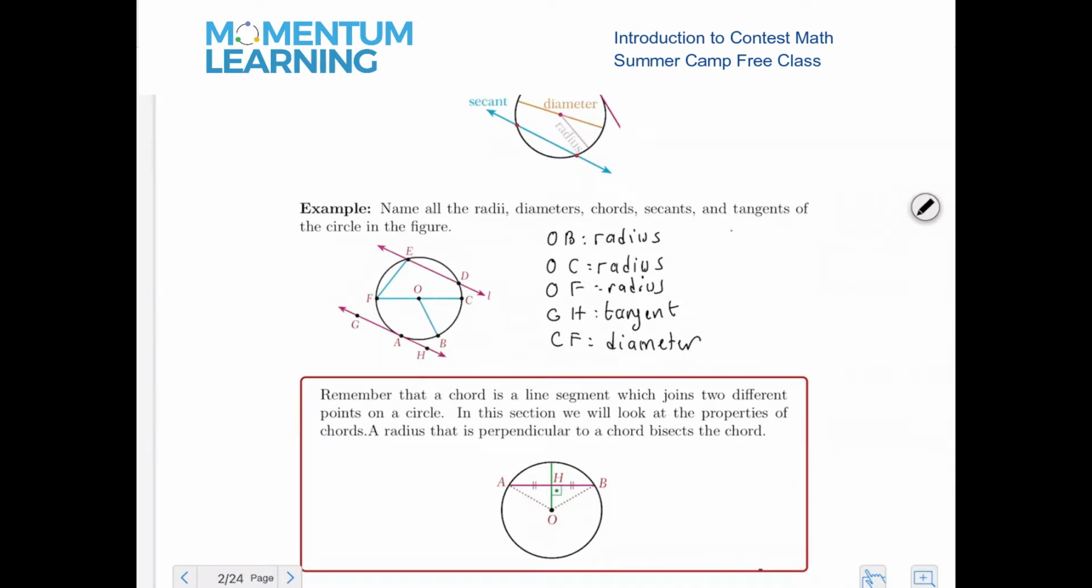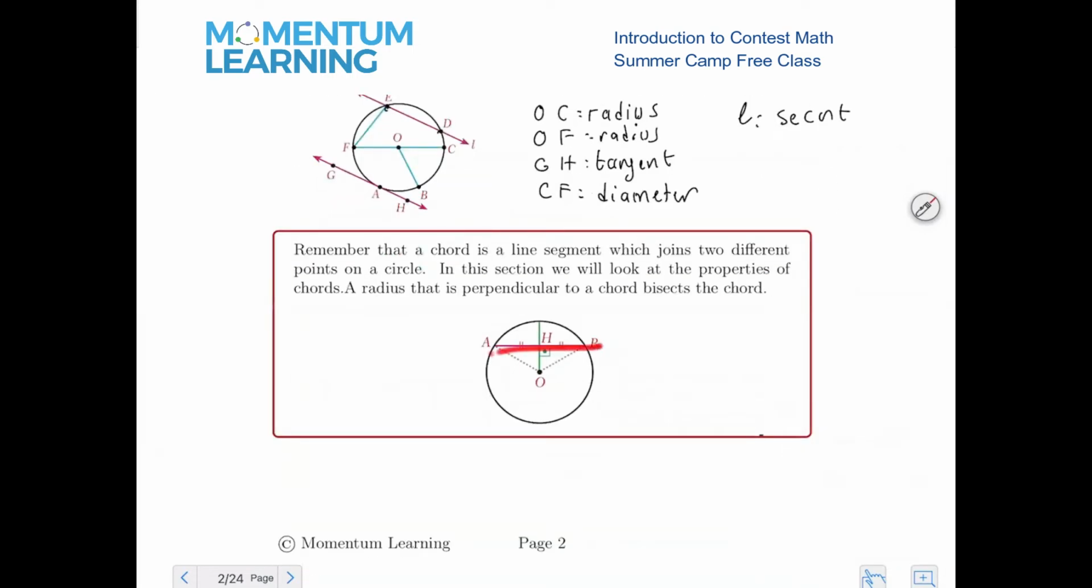The only thing that we did not cover is ED, and I'm also going to look at line L. ED is this line segment here, so we call that a chord. But line L, which is this line here, intersects the circle at 2 different points. This is our secant line.